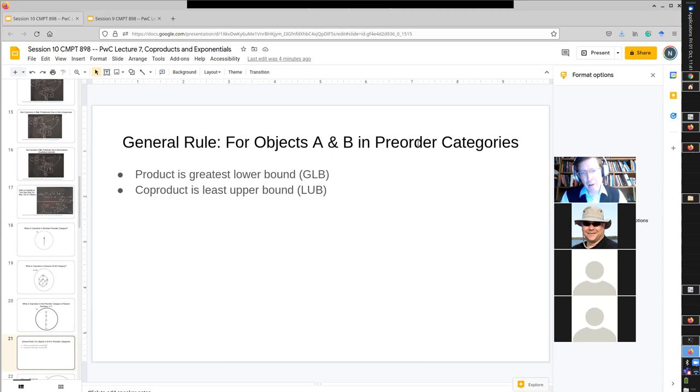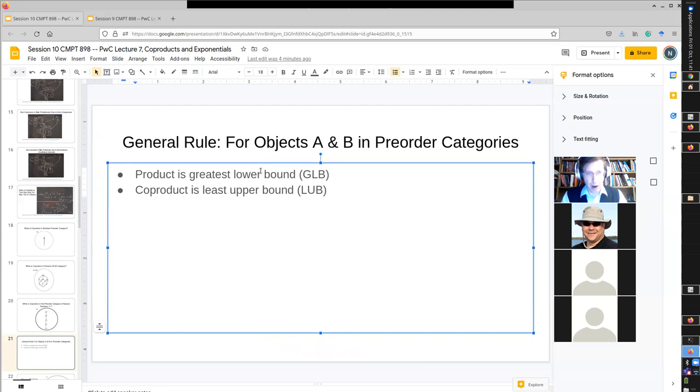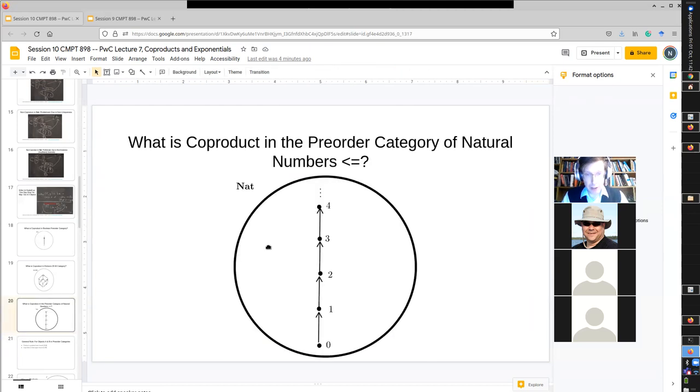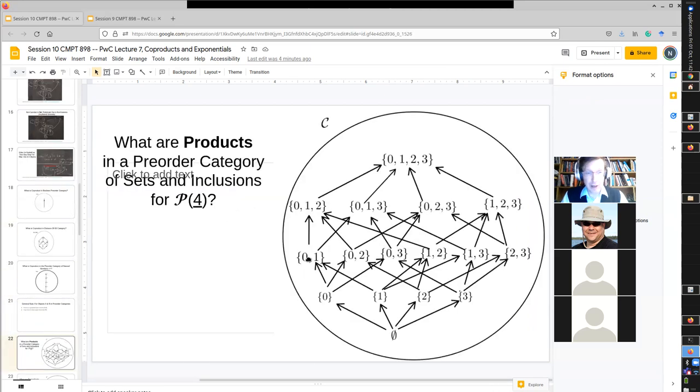So in general, for pre-order categories, the product is the greatest lower bound, because it's upstream, and the coproduct is the least upper bound. That's kind of what we were doing as a general thing here. And to me, this is incredibly cool.